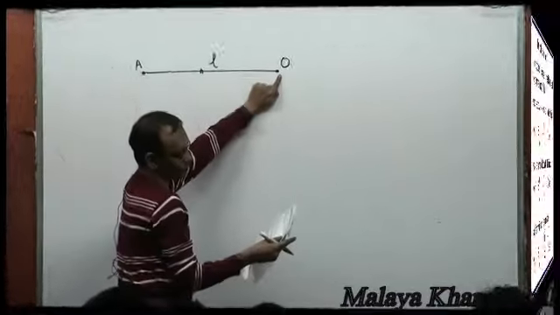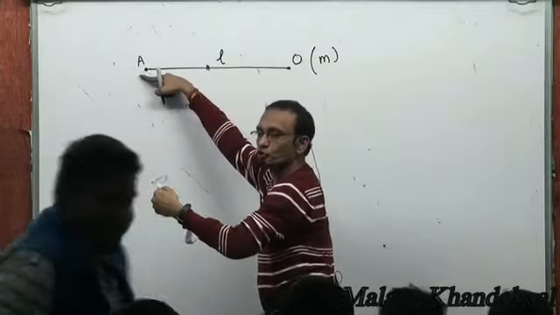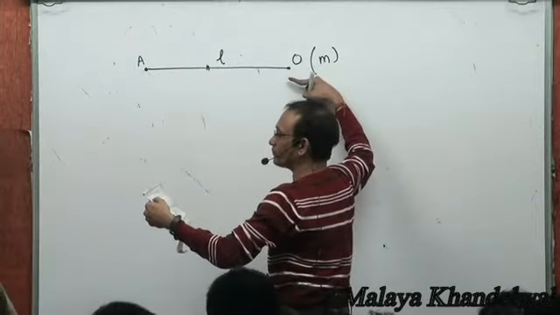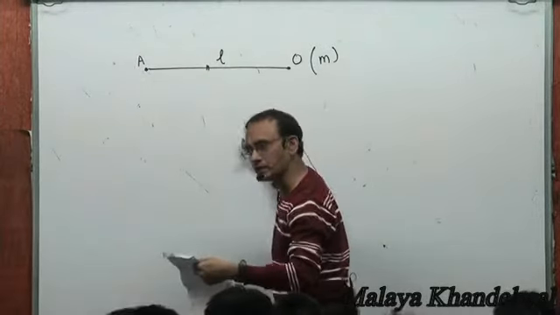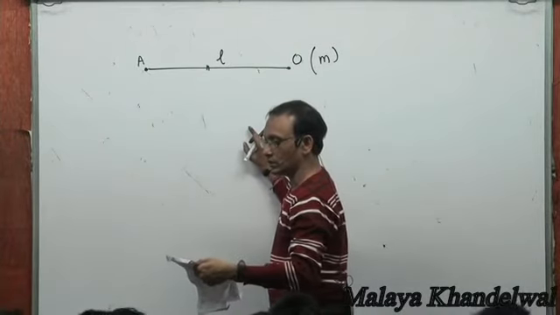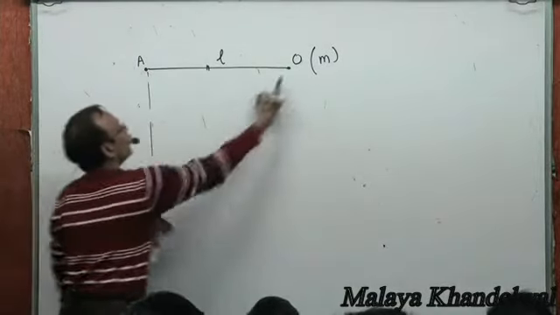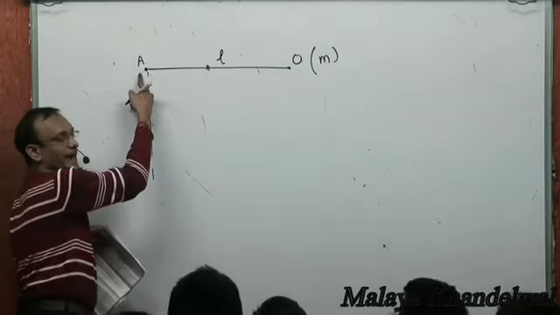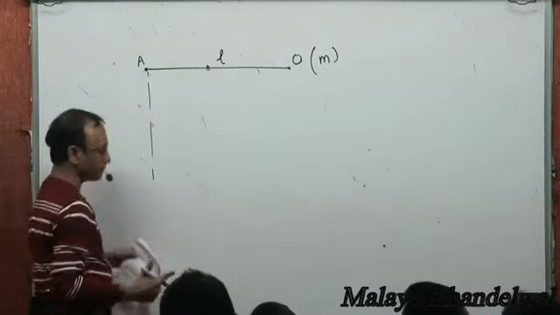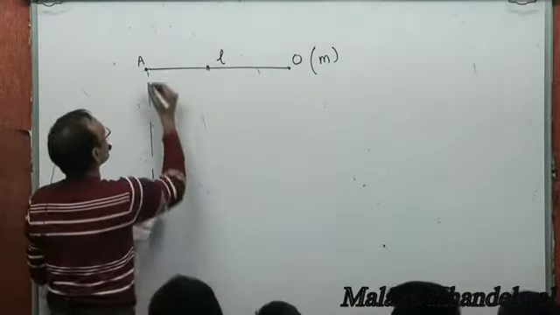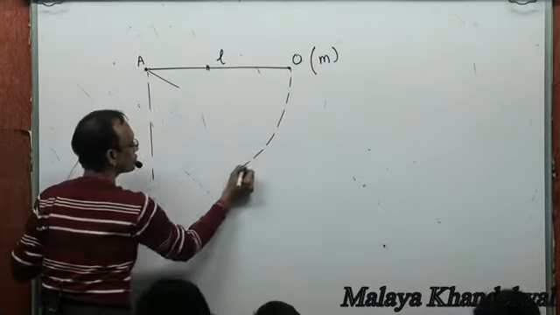An object O, mass m, attached to a thread of length L, and it's released. This thread is pivoted at A. All right. Now, when it's pivoted, you realize O will move in a circle of radius L, centered at A. So this is the trajectory of O.